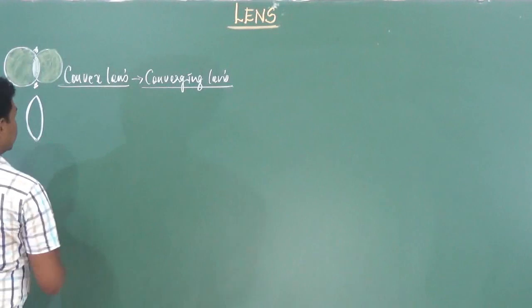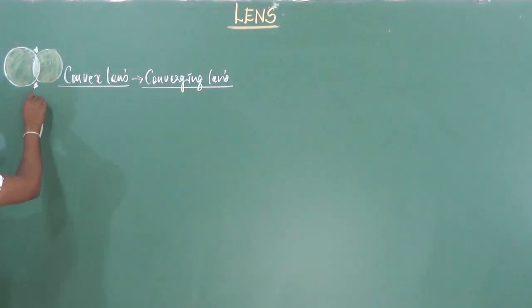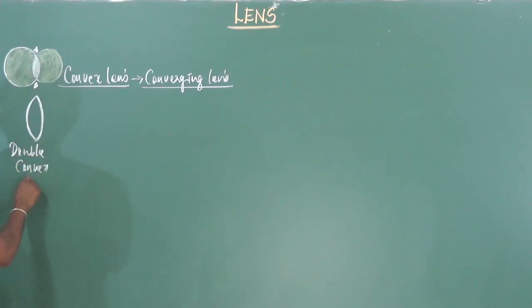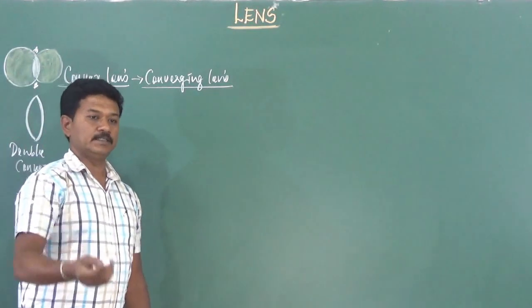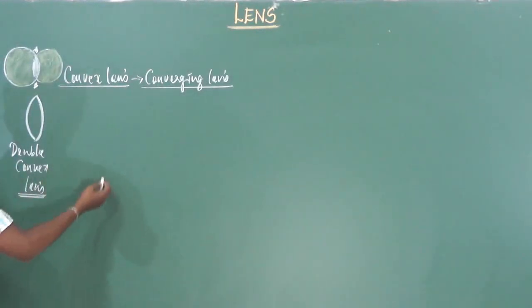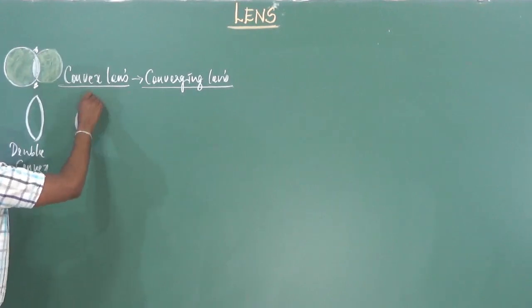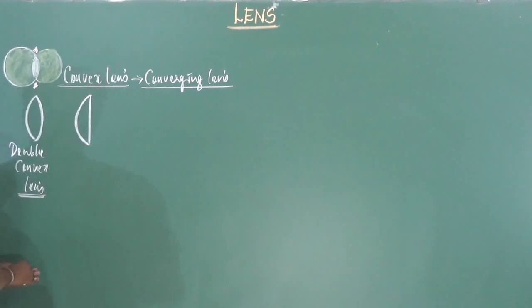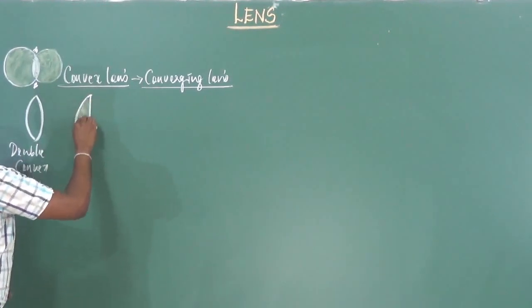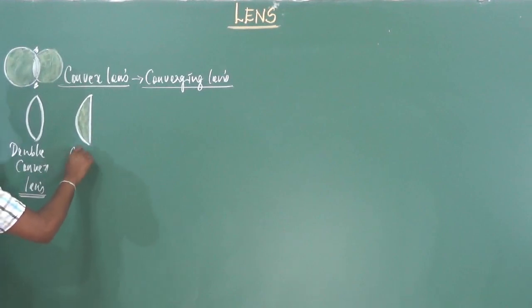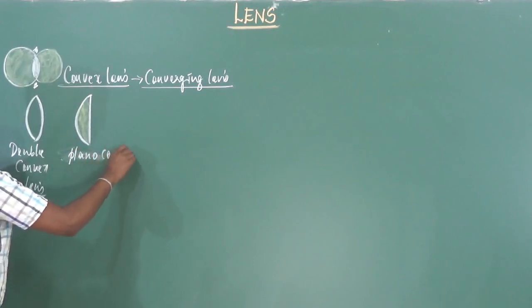Here a convex lens may be like this. This is called a double convex lens. Why is it called a double convex lens? Because one of the surfaces is spherical, and the other surface is also spherical. Therefore, it is called a double convex lens or just a convex lens. Another type of convex lens can be like this, where one of the surfaces may be spherical and the other surface can be a plane one. Therefore, this is called a plano-convex lens.